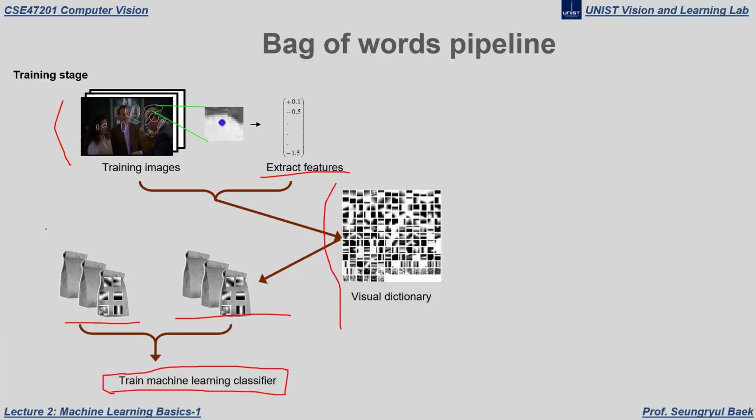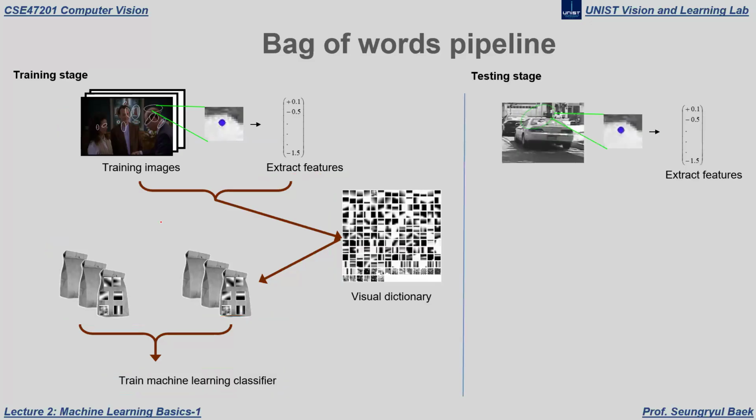This is a new part. Previously I mentioned that we can encode images as the histogram of visual words. And using those histograms, we can train a machine learning classifier such as SVM to map that histogram towards semantic classes. This is the training stage. In the training stage, using the training images, we construct the visual dictionary and train the machine learning classifier such as SVM.